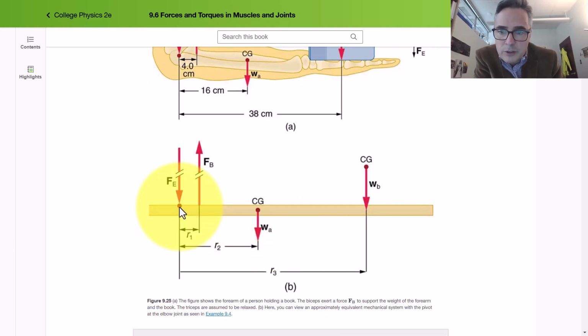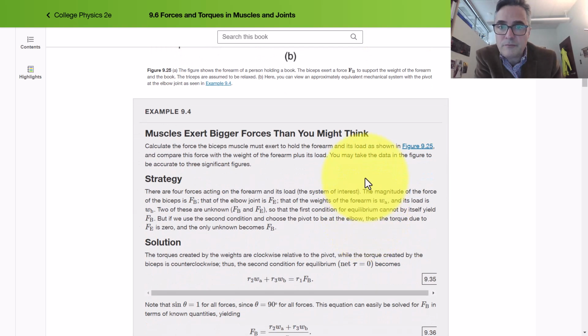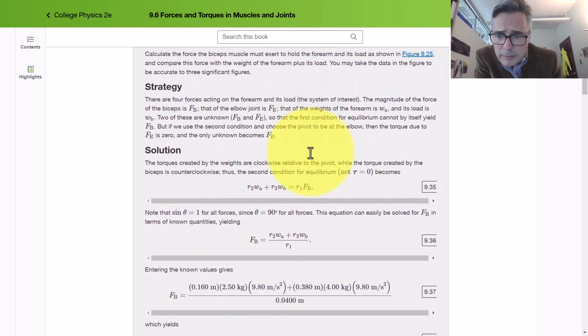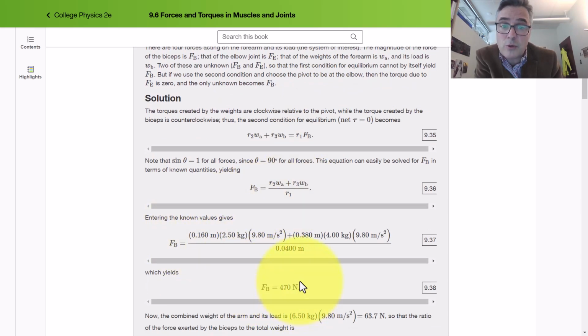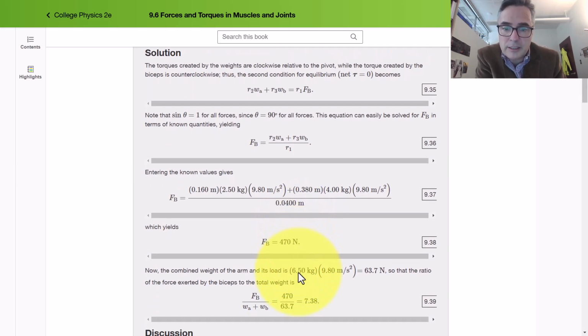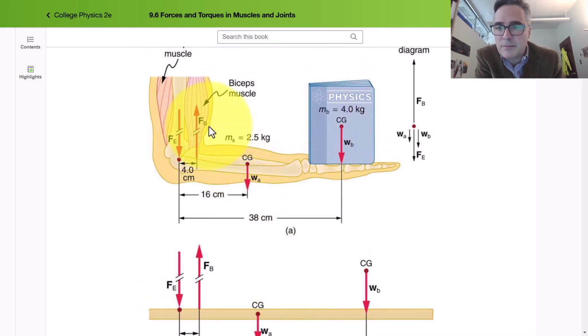So we often will choose the pivot point to be, for example, the joint, like the elbow in this case, and balance all the torques, clockwise and counterclockwise torques. And what you get is a really low mechanical advantage, so that the force of the bicep is quite a lot larger than the force that ends up being applied to the book in this case. And that makes sense because the bicep muscle is applying a force really close to the pivot, whereas what you're doing with holding up the book, that's farther from the pivot. So you need to exert a much greater FB than this WB.